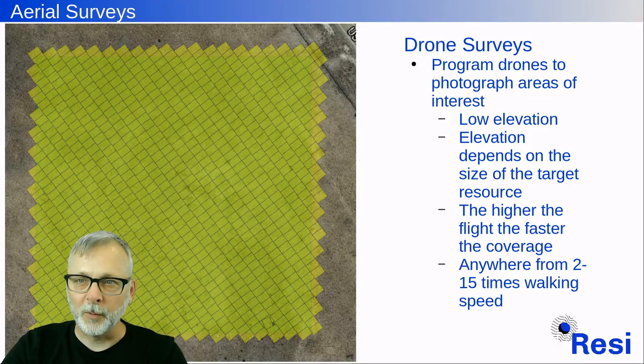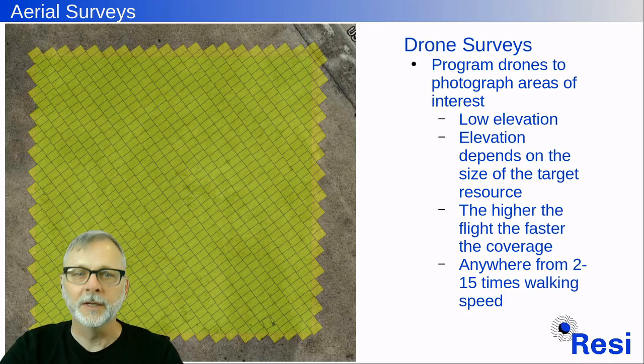So to do the kind of wildlife surveys that I'm talking about, there are a couple of steps. The first step is, of course, the drone survey itself. In this step, we program drones to photograph areas of interest at a consistent elevation using terrain following methods. Usually the elevation is pretty low. The exact flight elevation depends on the size of the target resource, of course. So for larger targets, you can fly higher, and for smaller targets, you have to fly lower.